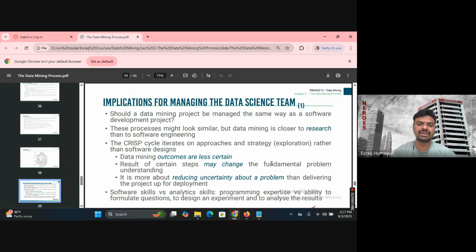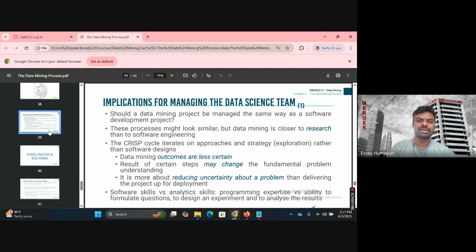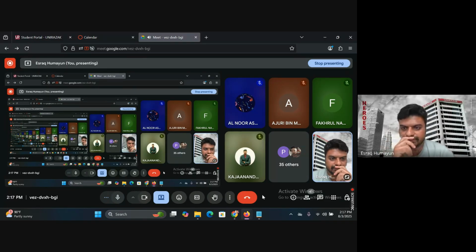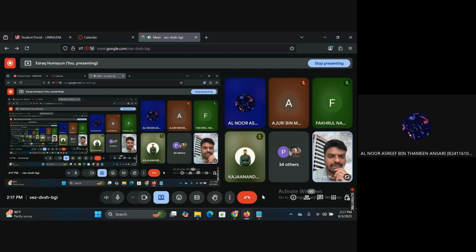And software skill versus analytical skills: programming expertise, ability to formulate questions. Basically, these things are not that much required. So till slide number 39, do you have any question? Dear students, do you have any question?